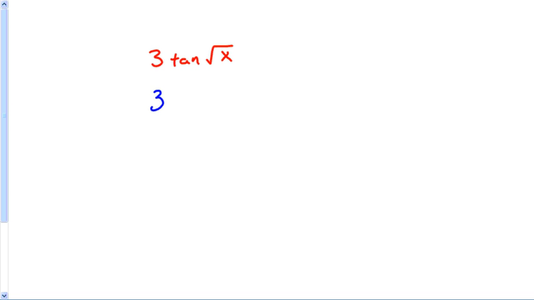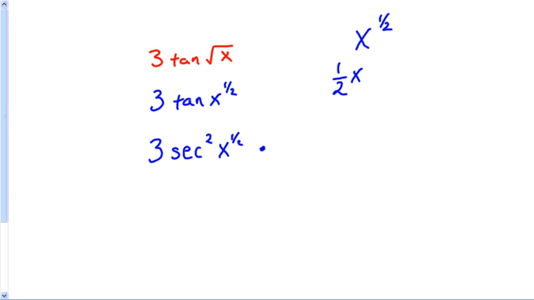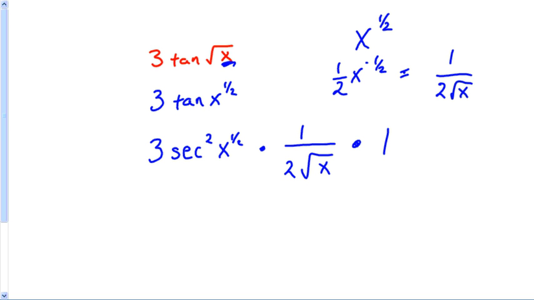So this is 3 tangent of x to the half. And this is just a chain rule question. So this is going to be 3 secant square of x to the half times the derivative of x to the half, which if you remember the derivative of x to the half would be 1/2 x to the negative half, which means that is really 1/2 square root x. So I end up with times 1/2 square root x times the derivative of x, which would just be 1, but hey, whatever, I like throwing it in there.